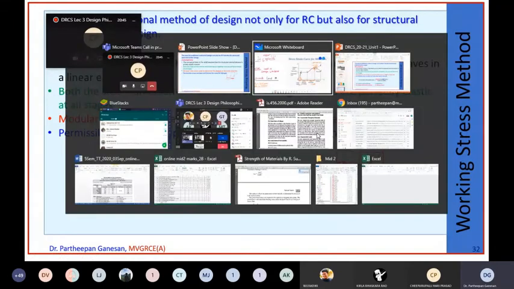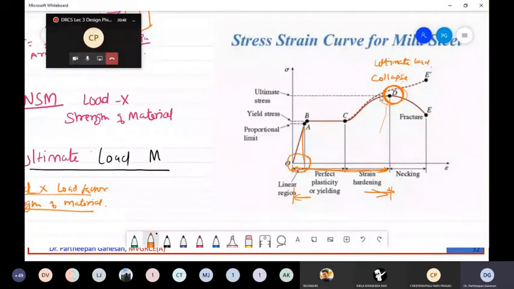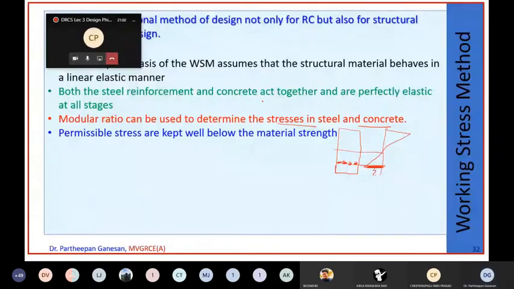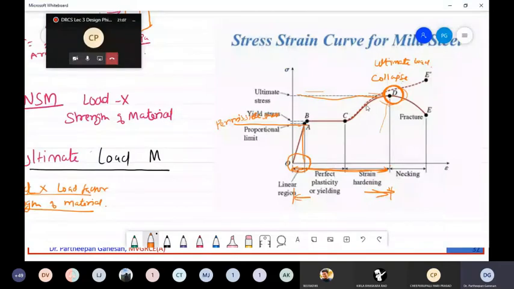Permissible stresses are kept well below the material strength. That's what I'm saying here in working stress method. This is the permissible stress, and this is the strength of the material, but permissible stress is kept well below it. Is that clear? Your maximum ultimate strength is here, but you are permitting the structure to experience stress only up to here, and that is a lot of difference. So you are restricting the stress in the material to very little.